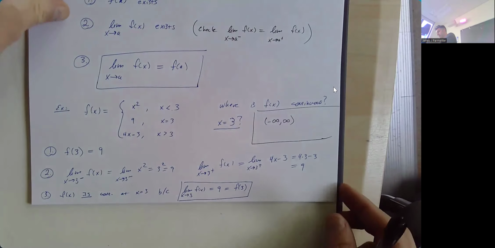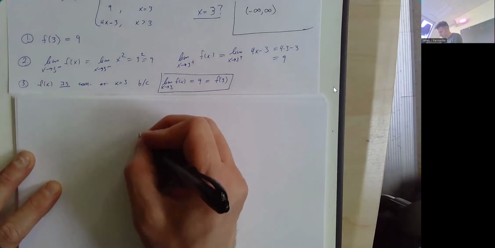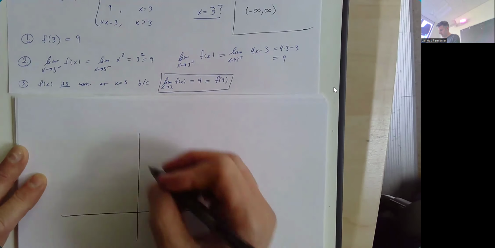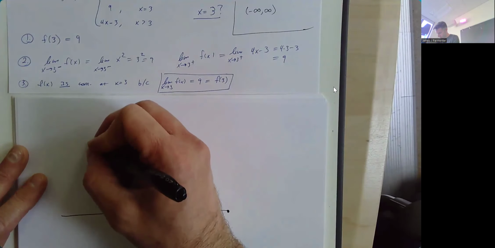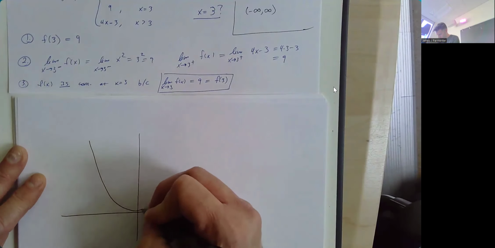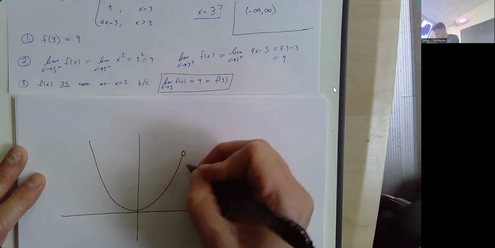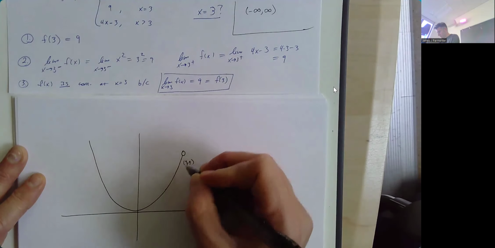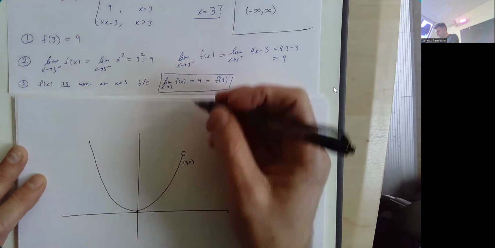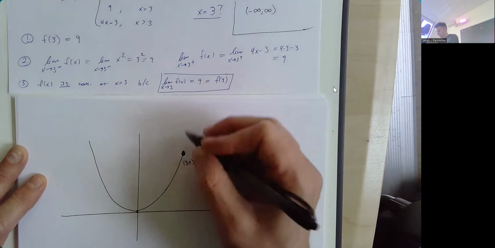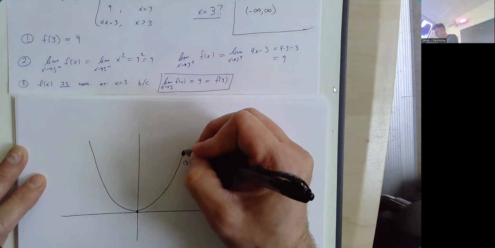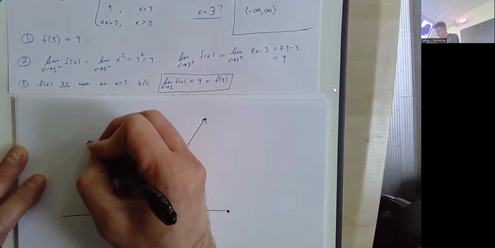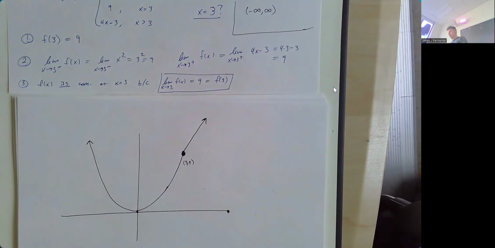If you were to graph it, it would look something like this. That's not my favorite. So there's the point 3 comma 9, but then it continues to be, right, we get that point filled in, and then it's equal to 4x minus 3, which goes off somewhere like that. So yeah, totally continuous. There's no jumps, there's no points missing, good to go. And it is time for me to stop talking.